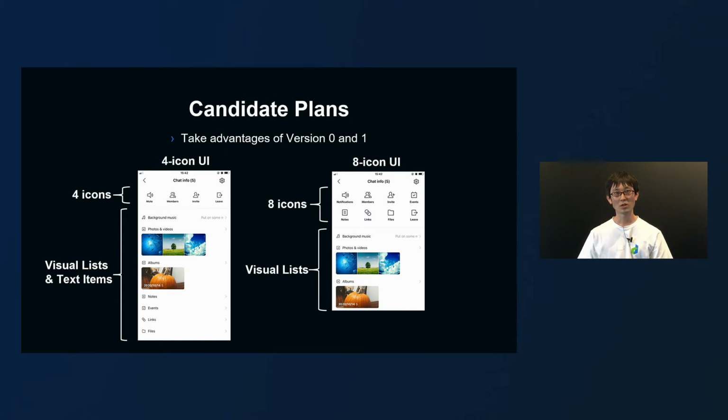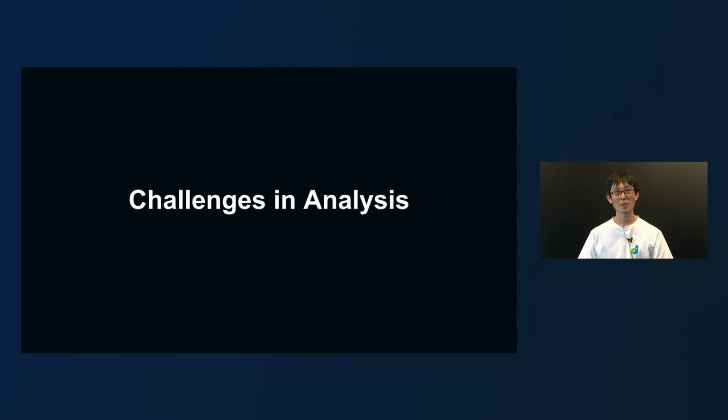The other candidate was the 8-icon UI. We lined up 8 icons for basic features and the rest as preview items, resulting in a more compact and rich screen. Now we had our new UI candidates. So, let's move on to the analysis part to select the best UI among the candidates, including old UIs.